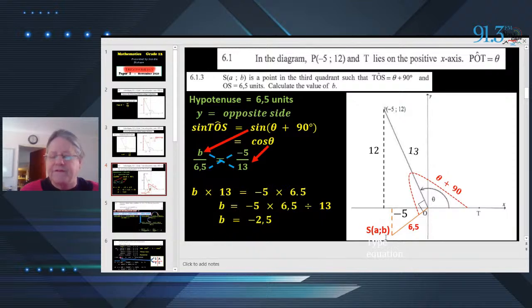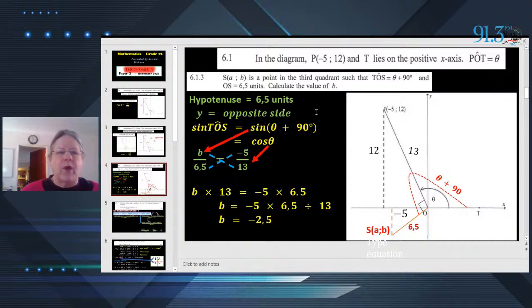Okay, so that was a little bit difficult to find out where S is supposed to be. But I followed the question just like a recipe. And my recipe said, my first clue was 3rd quadrant. My second clue was, it is theta plus 90. Right, so you just follow the recipe. And they also tell us that OS, so the hypotenuse here, is 6,5 units. Now they want the value of B. In other words, the Y value of point S.